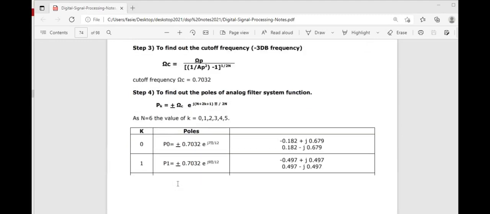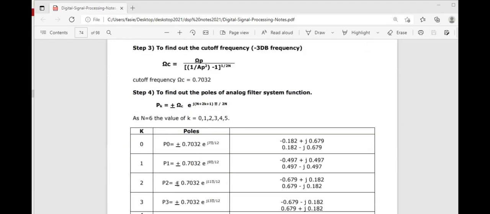Next thing we have to find is the poles of the analog filter, so we can substitute in the pole formula: p k equals plus or minus omega c e power j (2k plus 1 plus n) pi by 2n. Substitute n is 6, meaning k goes from 0 to 5. If I substitute all the values, I can find the poles.